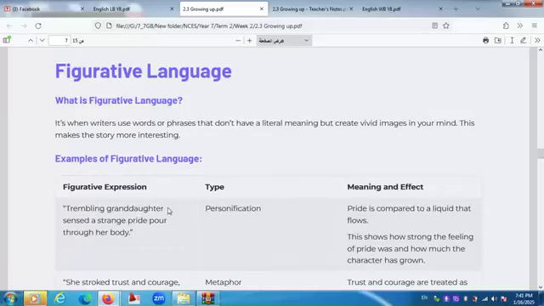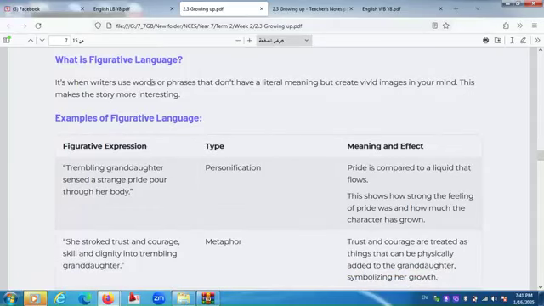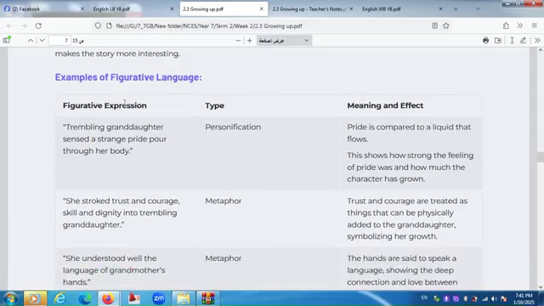Figurative language, as we said, are words or phrases the writer uses in order to show another meaning, different from the literal meaning, in order to create a vivid image, to paint imagery in your mind. This makes the story more interesting and it will attract the reader more to read.